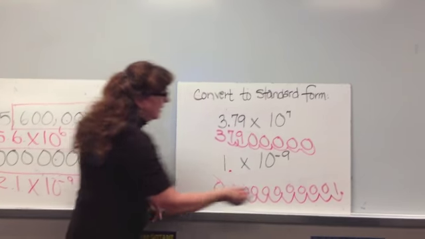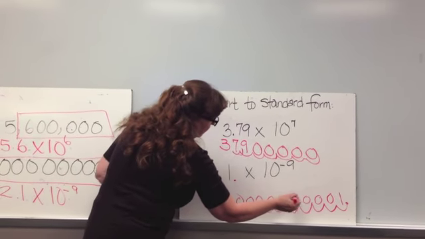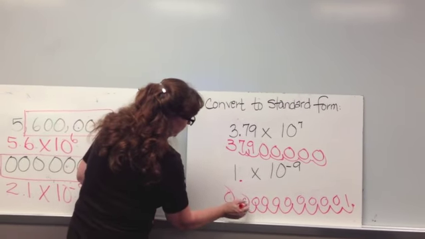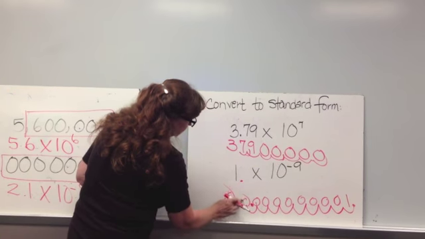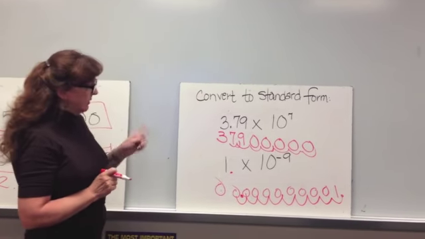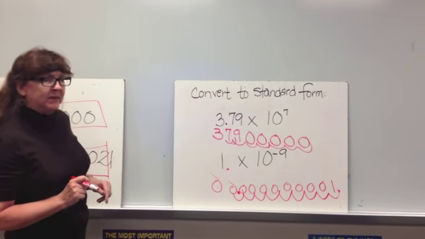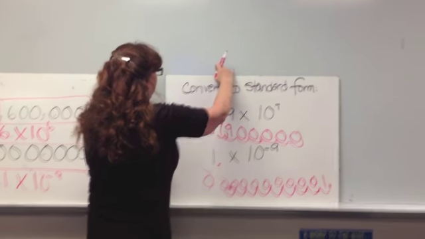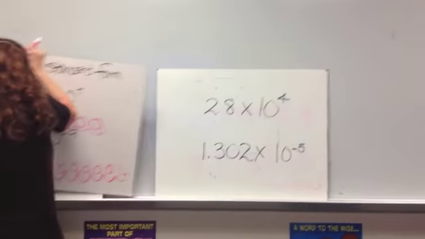Did I do that right? 1, 2, 3, 4, 5, 6, 7, 8, 9. Whoops, got too many zeros. Take that out. Always check. Make sure I did that right. See if I made a mistake. Okay? Let's look at a couple more examples.